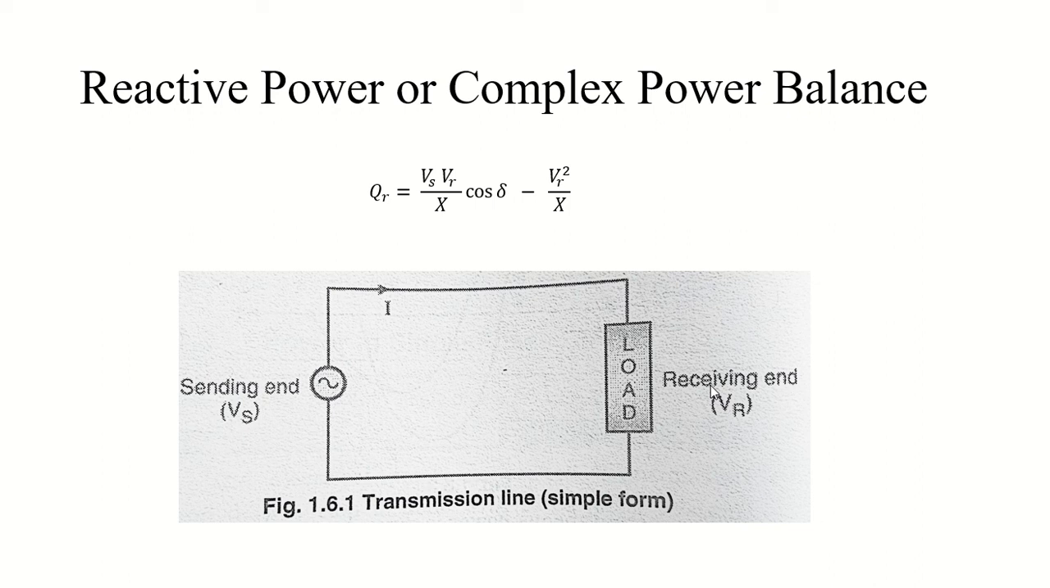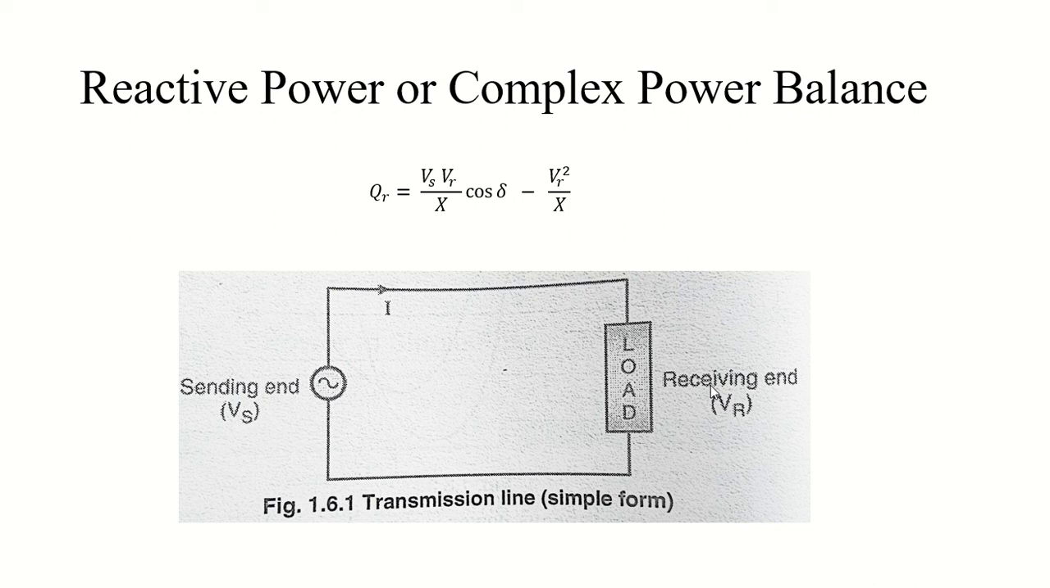The load is designed to operate at a specific band of voltage. What band of voltage, you say? In terms you can understand, it operates at a specific voltage regulation. So the voltage regulation of this load should be within specific limits, and the flow of the reactive power will decide the magnitude and phase of the receiving end voltage. Now, what is the formula of the reactive power?